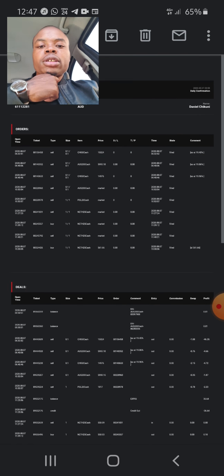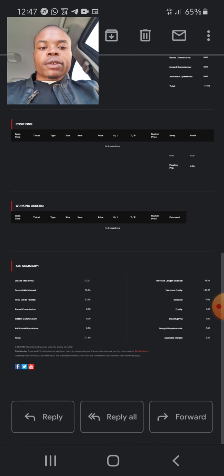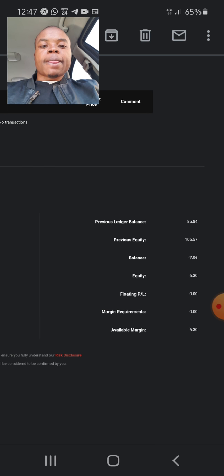FXCM. Let me look for XM, not FXCM. XM. So here we are. This is the previous ledger. Previously, that is 106. Then the balance was minus 76. Equity is $6.30. And the profit or loss is what? Available $6.30. So I almost blew out this account.